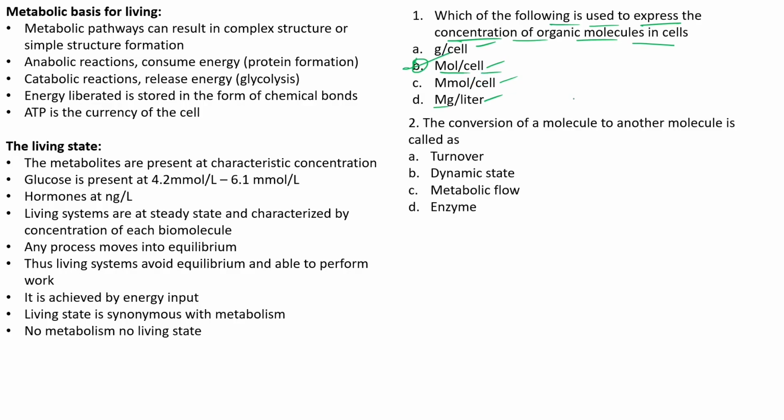Now next one, the conversion of a molecule to another molecule is called as the turnover, dynamic state, metabolic flow, enzyme. Enzyme is something that is involved in catalyzing the reactions, and metabolic flow is basically movement of one form of metabolic reaction into another kind of metabolic reactions. Dynamic state is what is always constantly working, right? And turnover is actually going to be our answer, because ultimately if the molecule is going to convert from one form to another form, then it is called as the turnover. Hence A is going to be our right answer for this particular question.